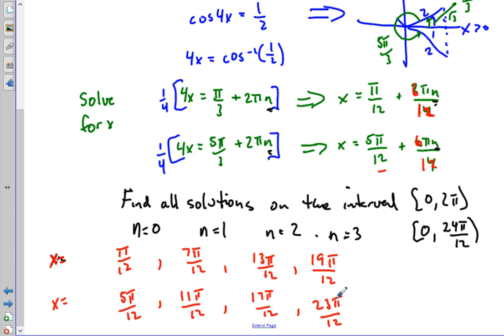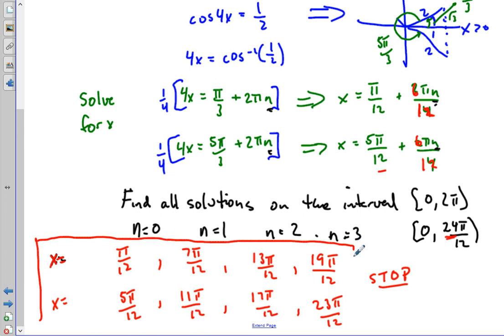When you have 23 pi over 12, remember, we're going up to 24 pi over 12. We can't go any farther. We are done. These are all of our solutions. We can actually see there's a pattern: pi, 5 pi, 7 pi, 11 pi, 13 pi, 17 pi, 19 pi, and 23 pi over 12. If you don't see those patterns, just plug it into the coterminal angles, and when you get to 2 pi, you stop. So we stop here, that's as far as we go in this case. These are all of our solutions, and those are the answers to this.